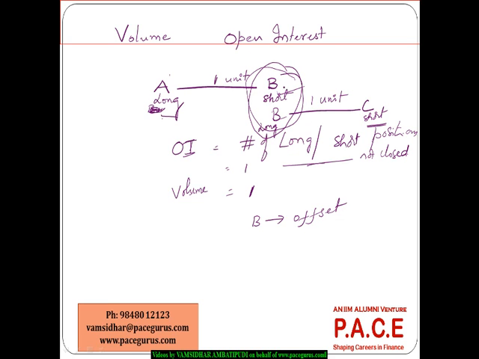It's as good as C has replaced B in the first transaction. That's it. So from that dimension, what we could still say is, in this example, after these two transactions, probably I'll say volume is 2, whereas open interest I'll still put it as 1 itself.